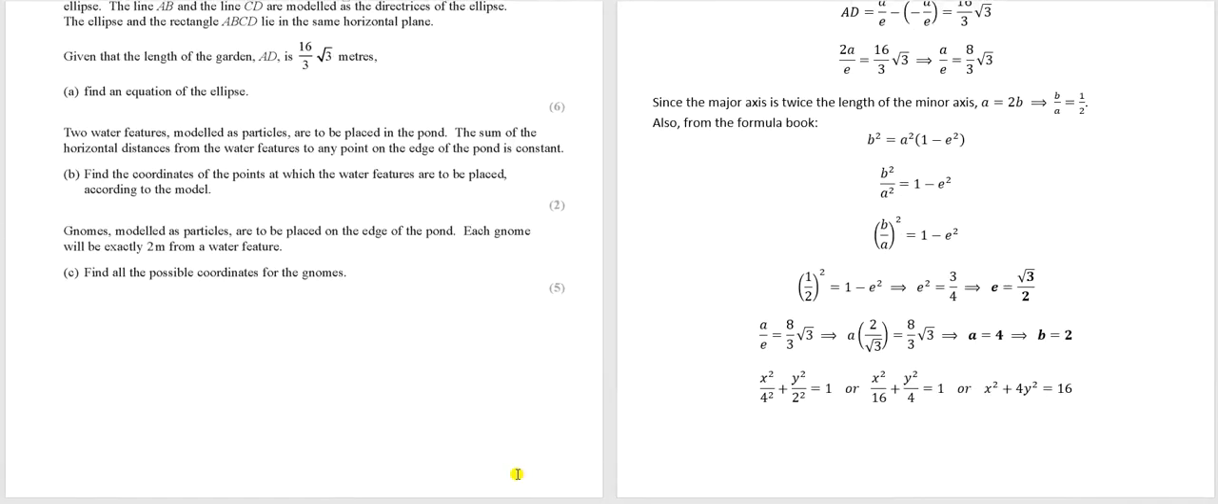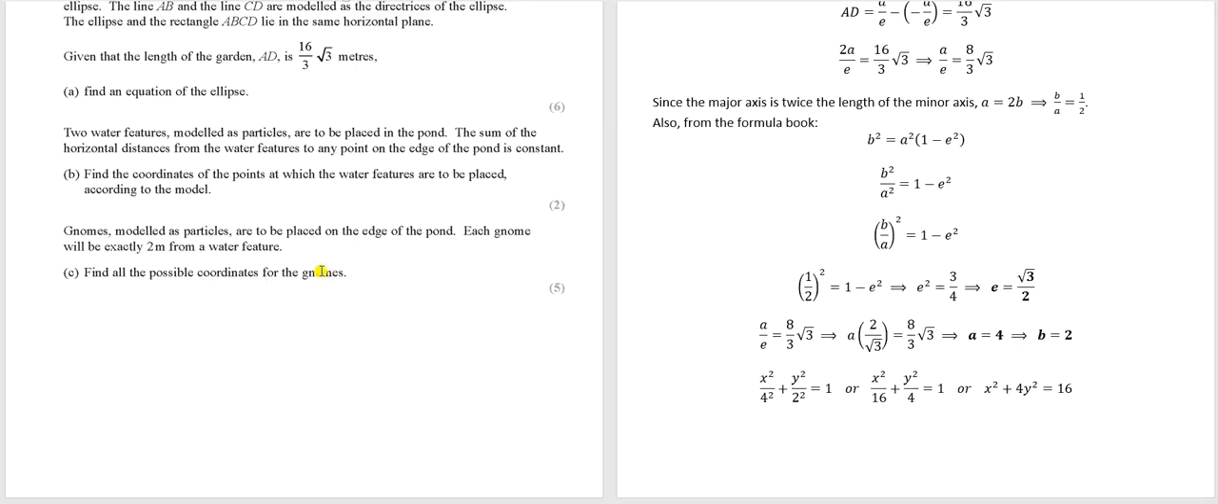Just one point about the wording here. They said that the sum of the horizontal distances from the water features to any point on the edge of the pond is constant. When I first read that, I was imagining a horizontal line from a point inside the pond. But in fact, what they're saying is essentially a flat line. We're not moving up into the 3rd dimension, height. We're staying within the 2-dimensional model of the garden and the pond. So although the water feature may stick up above the pond, we're not measuring the distance from the top of whatever crazy fountain they've put in. We're measuring the distance directly from the position essentially flush with the pond.